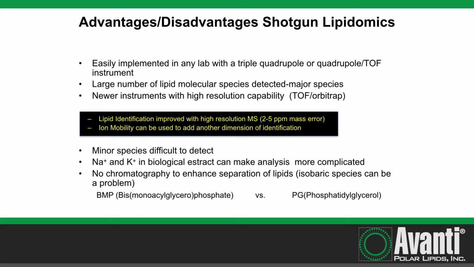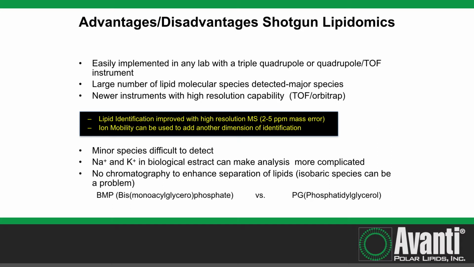So there are advantages and disadvantages of using this shotgun approach. I would say, first of all, the overarching advantage of this approach is it's easily implemented in any laboratory with a triple quadrupole or quadrupole time of flight mass spectrometer. This is ideally suited for a large number of lipid species which are major within a biological extract. It's not particularly good for minor species because there are so many major species. The availability of seeing low abundance ions is reduced, and you tend to focus your attention on the major ions.